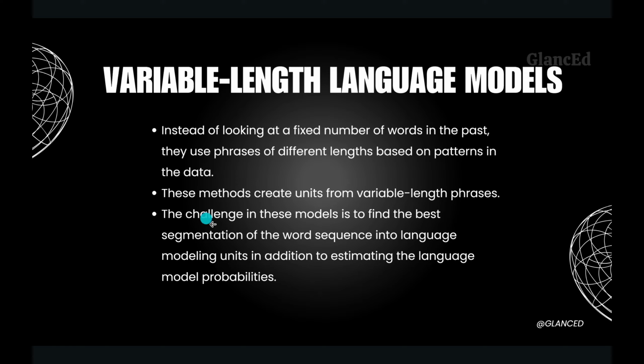See how actually the prediction process happens in these variable length language models that I have discussed in this third point. The challenge in these models is to find the best segmentation of the word sequence into language modeling units, in addition to estimating the language model probabilities. So, what actually happens is the first thing it will do is segmentation. It will divide the sentence into units. Units can be either words or phrases, right?